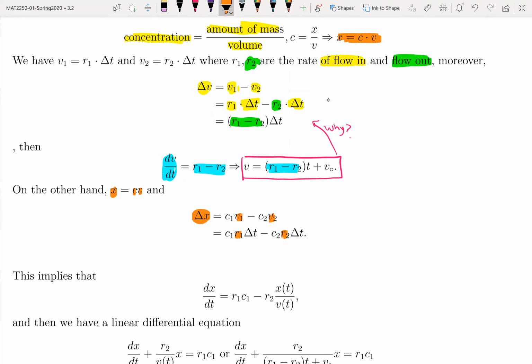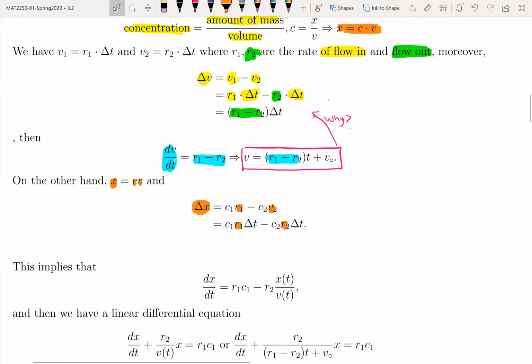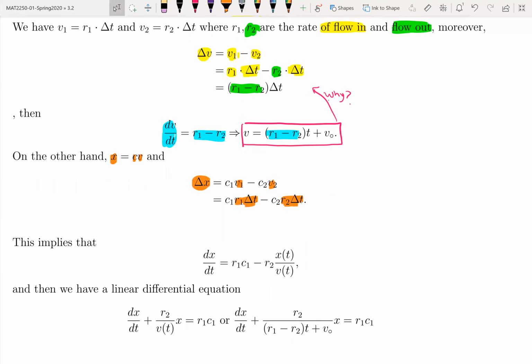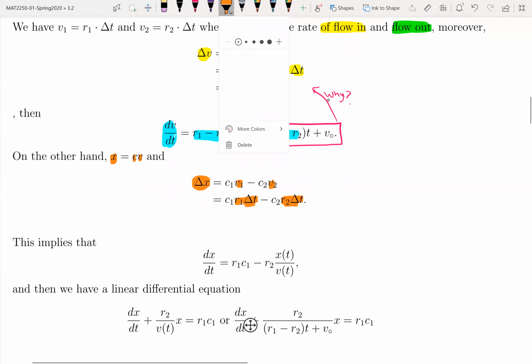Volume is just rate times how many hours that drain or pipe is open. So that gives you how much volume is in, and that gives you how much volume is out, multiplied by concentration, which gives you the amount of substance. When I replace this, these are constants, so this is in my hand. I'm not worried about this. This is already given.